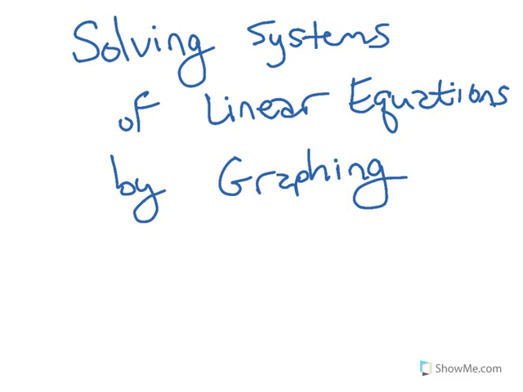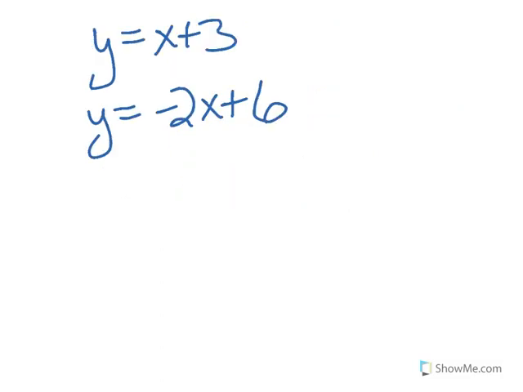The challenge here is to find ordered pairs, sets of numbers, that satisfy more than one equation at the same time. Let me show you an example. Here are two linear equations in two variables. In the first equation, one of its solutions is the ordered pair 4, 7. If you put 4 in for x and 7 in for y, that first equation is true.